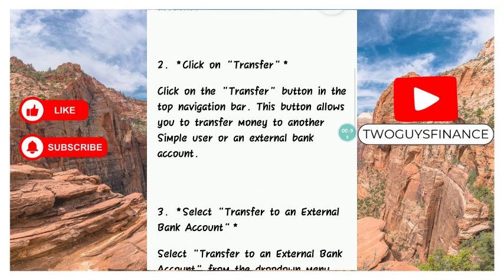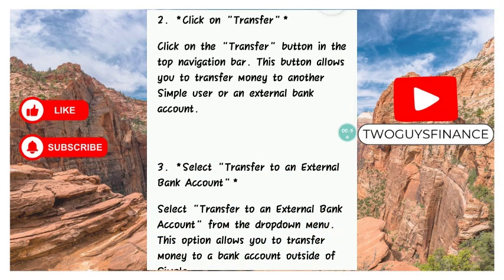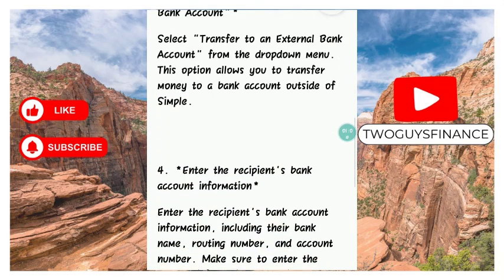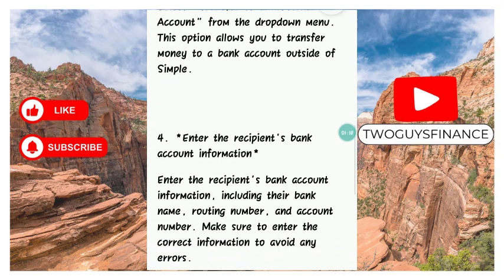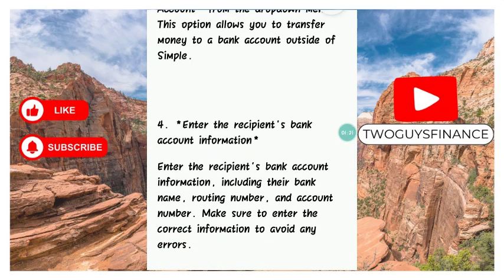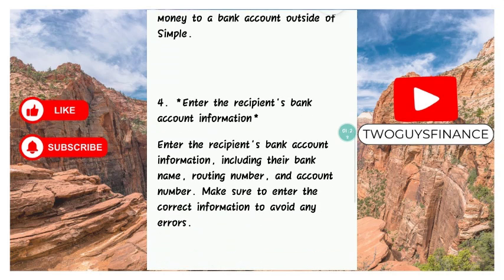And then you're going to select transfer to an external bank account from the drop down menu. And this is going to allow you to transfer money to a bank account outside of Simple. Now, once that's done, you're going to enter the recipient's bank account information, including their bank name, routing number, and account number. Now, you got to make sure to enter the correct information, just to avoid errors.